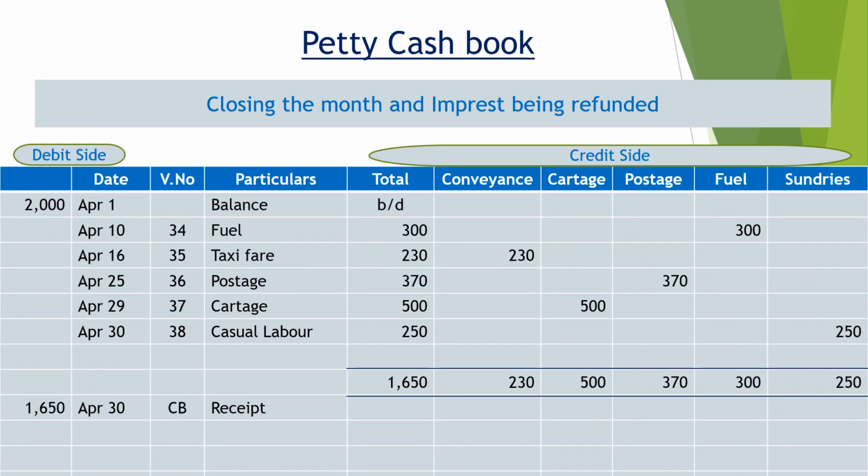Now we see the receipt. When imprest amount is received by petty cashier, that's a refund of what the petty cashier has spent during the month of April, and he's getting back the same amount on April 30th from main cashier. It is recorded on receipt side. You can see here 1,650. CB is from cash book. So this amount cash came from the main cash account, so main cash book.